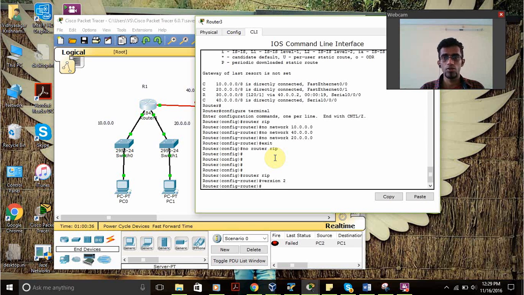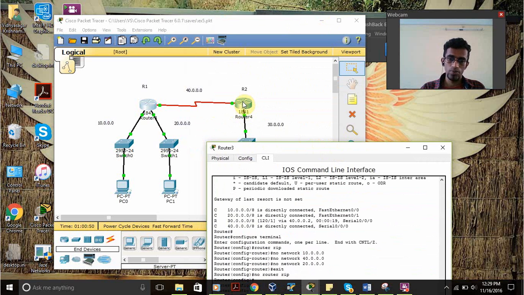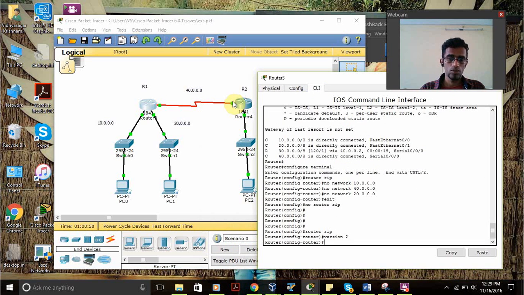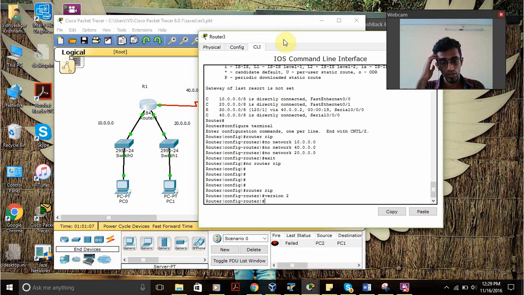What RIP does is, if you configure RIP in router 1, it broadcasts the known networks of router 1 to all other nodes. So in this case, router 1 will broadcast that it knows about the 10.0, 20.0 and 40.0 networks. And similarly, router 2 will broadcast saying that I know about the 30.0 and 40.0 networks. And so every other router will know which networks are connected to which routers, and they'll know how to route those networks. So let's look at configuring the routers.